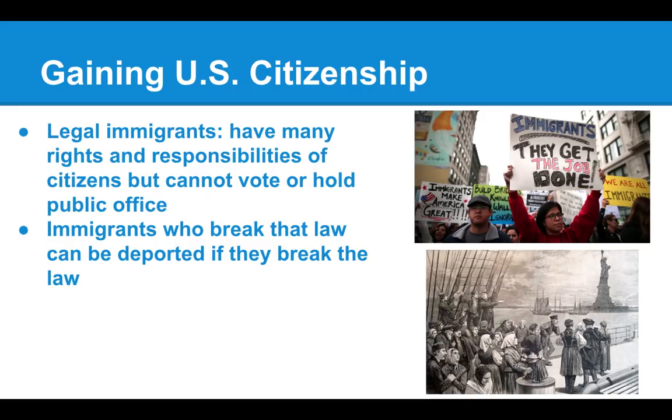It's also important to talk about immigrants and the rights that they do or don't have. Legal immigrants, so immigrants that come here with documentation provided by the government, have many of the rights and responsibilities of citizens, but they cannot vote or hold public office. You have to be a citizen to do that, because you have to have learned our laws and policies. And also, even if you're a legal immigrant, if you break the law, you can still be deported, because you're not a citizen, you're just a visitor here, and so you can be sent back to the country that you are from.